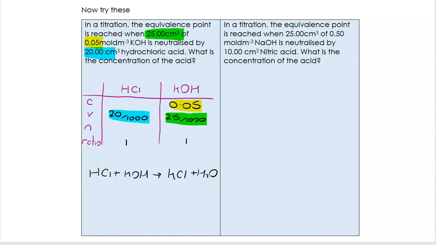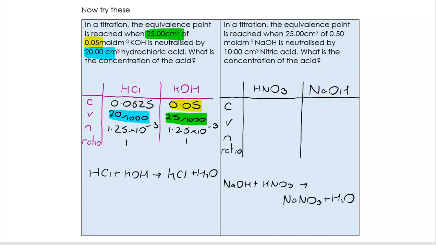Now, because I've got a C and a V for KOH, I can work out the number of moles, 1.25 by 10 to the minus 3. And because it's a 1-to-1 ratio, I know that means I've got 1.25 by 10 to the minus 3 moles of HCl as well. Now that I've got an N and a V, I can work out my concentration of HCl. And it comes out as 0.0625 mol dm to the minus 3. On to the next one.